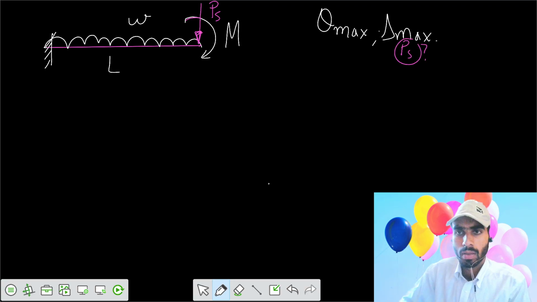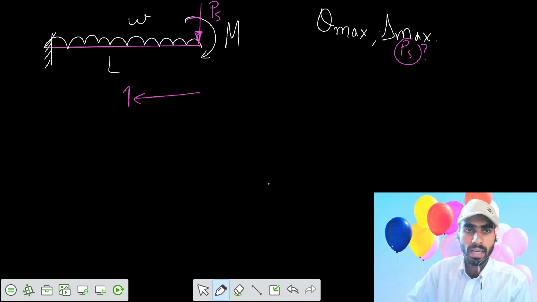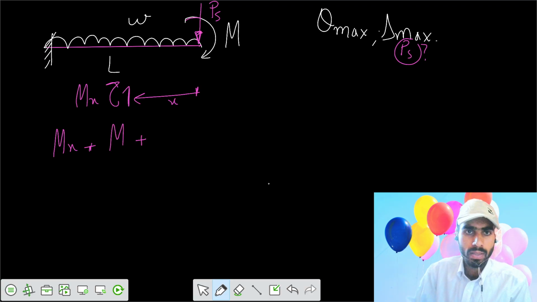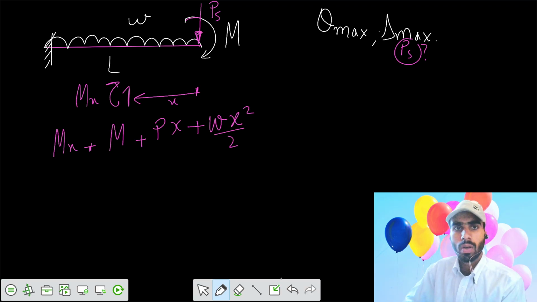So we can write a moment equation at any x. So this is your moment at any x. This is your clockwise, plus M is also clockwise, plus Ps. We can keep it as P. P into x is also clockwise. Then your loading intensity is also clockwise, that Wx square by 2. All of these effects are in the clockwise direction. Wx square by 2.